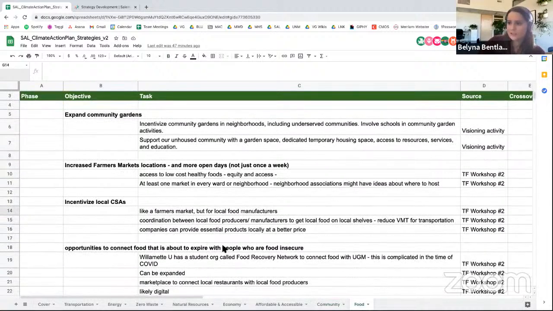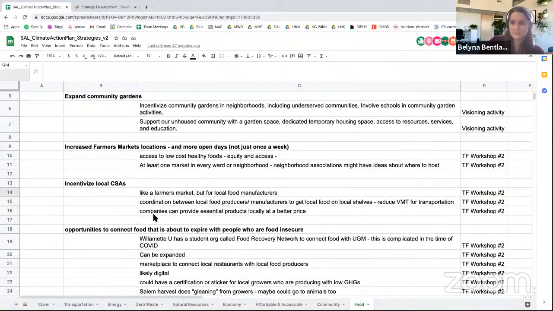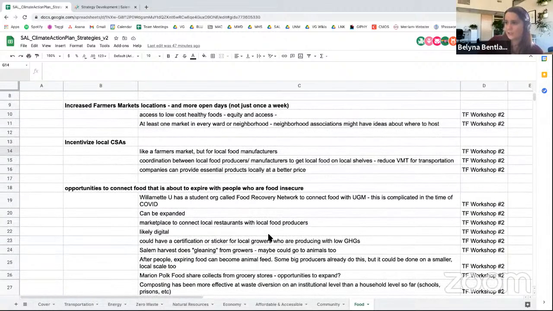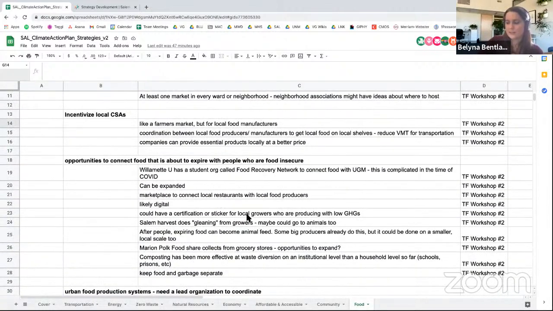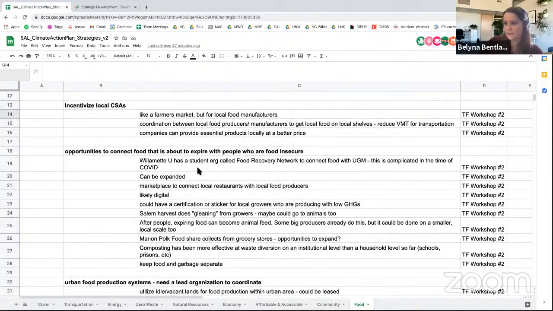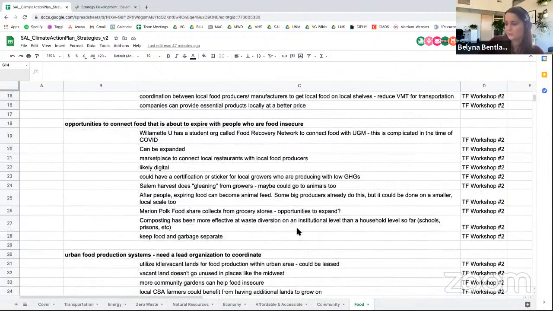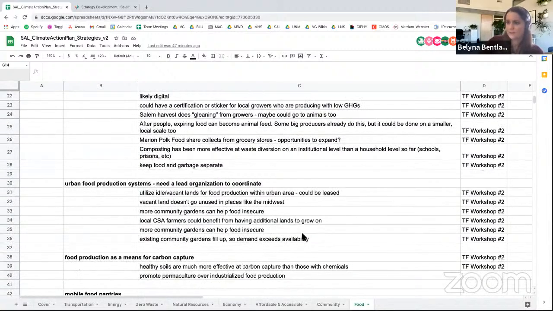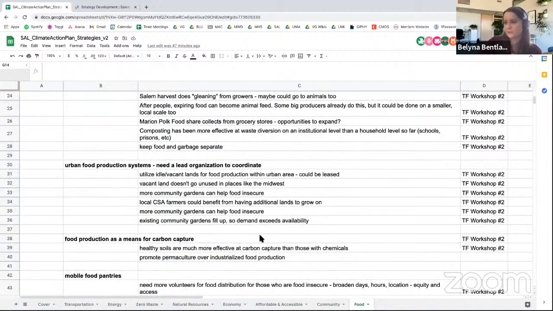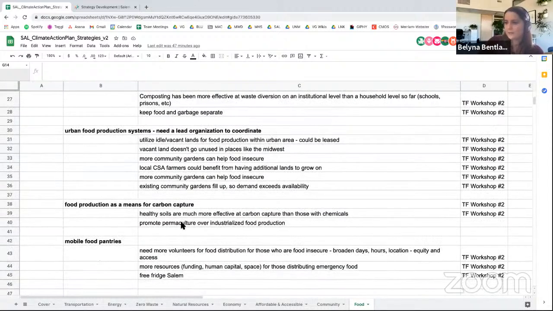So expanding community gardens, increasing farmers markets, and not just farmers markets, but also incentivizing local CSAs, so community supported agriculture, finding opportunities to connect food recovery efforts. So finding food, getting that to people instead of going to the landfill, connects with that zero waste strategy that we were talking about earlier. And then also with the idea of increasing community supported agriculture, finding areas in Salem that could be utilized for urban production food systems. And then Healthy Soils came up with natural resources, but the idea of utilizing urban agriculture as a carbon capture mechanism.